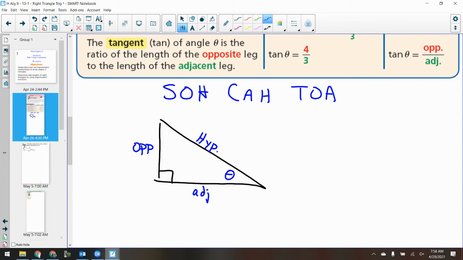Now, what would happen if I change my theta? What if I say I want my theta not over there, but up here? What if I put theta there? Does my hypotenuse change? No. My hypotenuse does not change. Do my opposite and adjacent? Yes. Now my opposite side is the one down here, and my adjacent side is the one here.